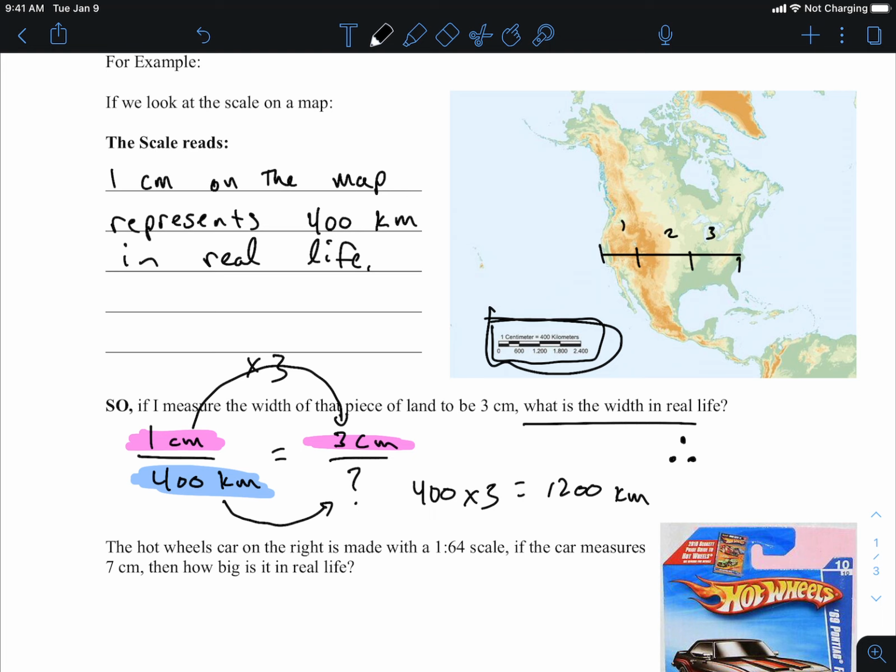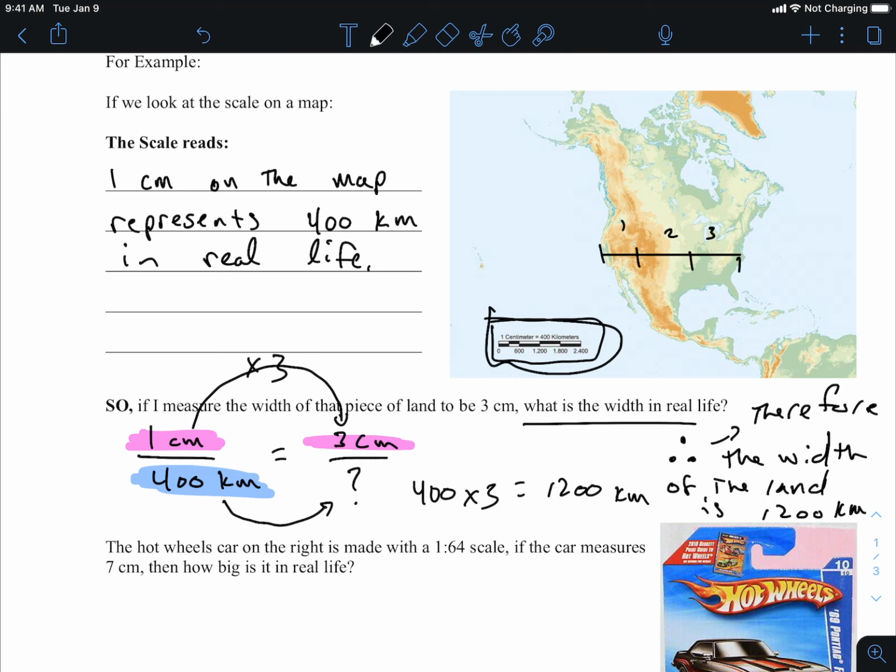Therefore. So anytime you see a word problem, you could write these three dots. That represents "therefore." Therefore, the width, this is just a concluding statement. The width of the land is 1,200 kilometers. Does that make sense?